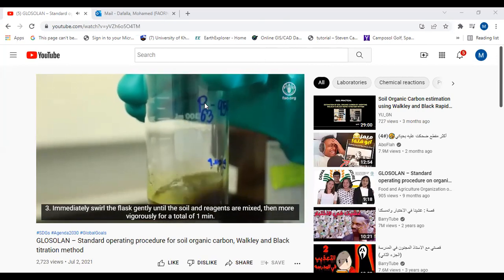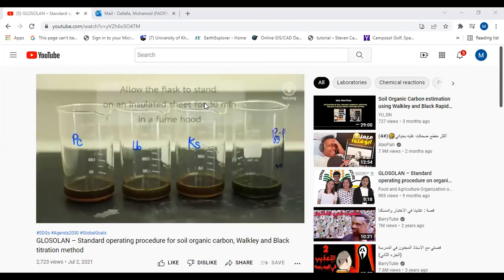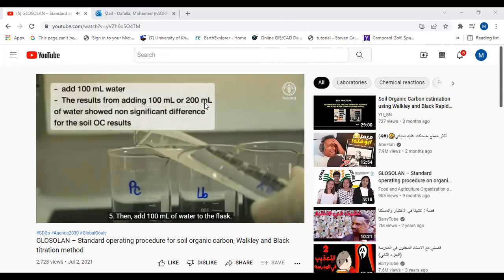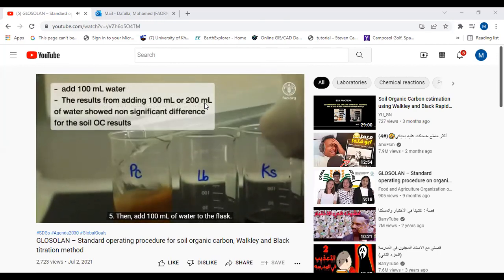Then swirl vigorously for a total of 1 minute. To minimize heat loss, allow the flask to stand for 30 minutes in a fume hood. Then add 100 milliliters of water into the flask.